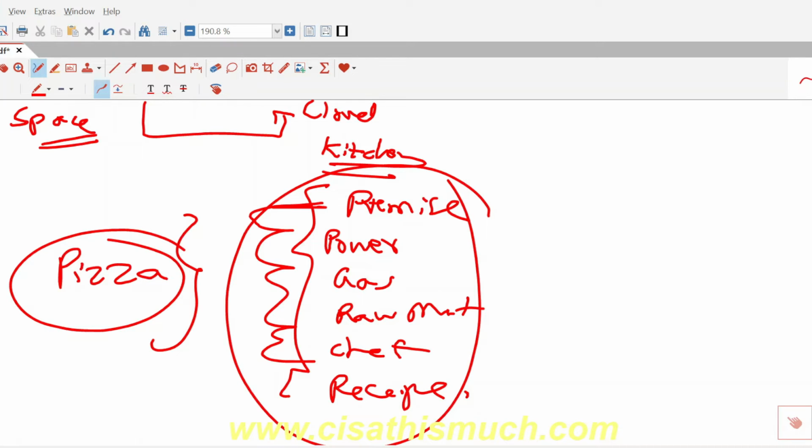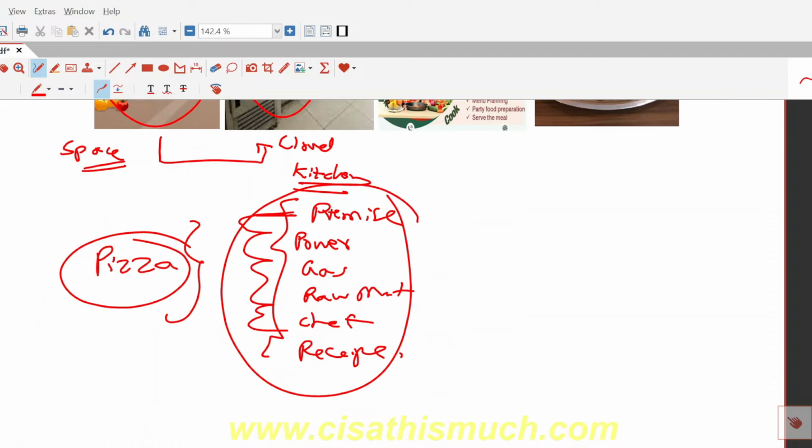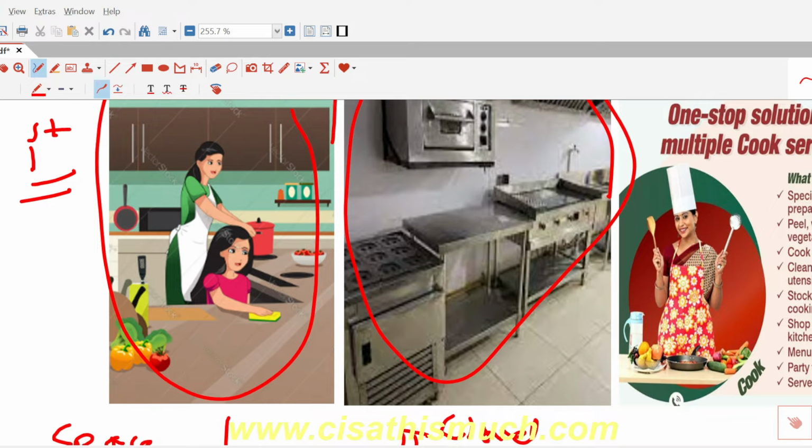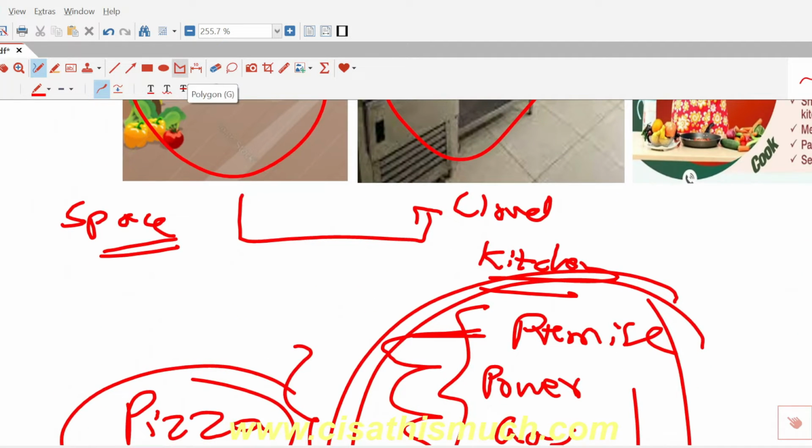Try to understand this example very carefully, because if you understand this, the entire topic of cloud service models will become extremely easy for you. So when it comes to making pizza, you require each and everything, correct? Similarly here, when it comes to making the food at your home, each and everything was your responsibility.